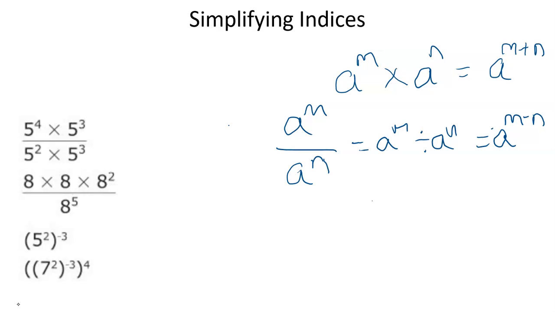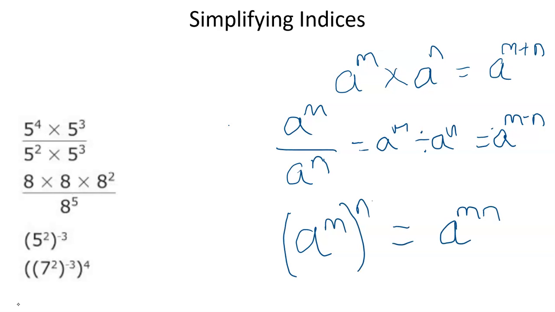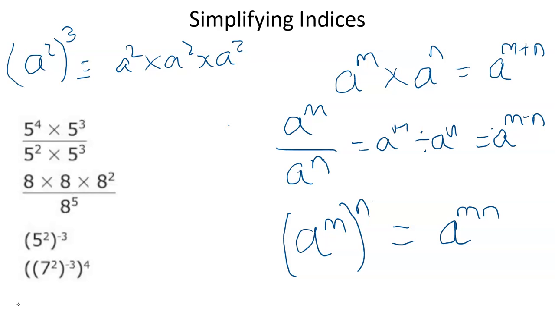And then finally, you can raise a number to a power and then to another power. If you do that, a to the m, raised to the power of n, is the same as a to the m times n. Again, you can see that because if you do a squared cubed, what you're cubing is a squared, so that's a squared times a squared times a squared. You do it 3 times because it's cubed. And we've already said that when you times things together, you can add them up. 2 plus 2 plus 2 is indeed 6, which is the same as timesing them together.